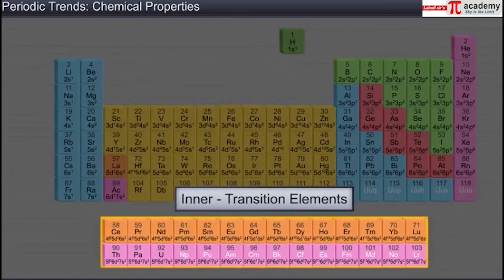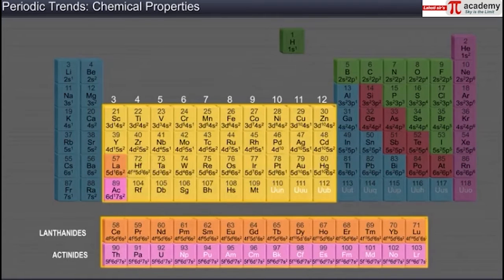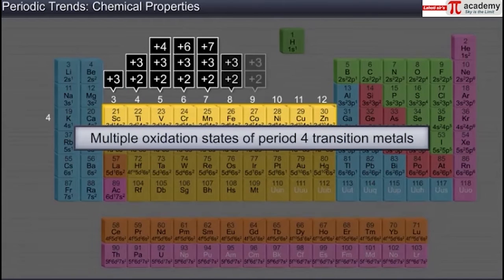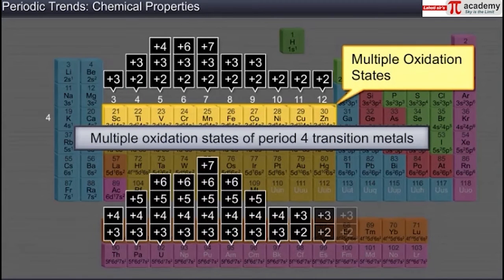Transition and inner transition elements exhibit variable oxidation states. Along with transition elements, the oxidation states of inner transition elements are also variable.